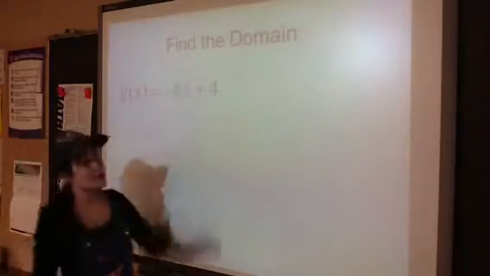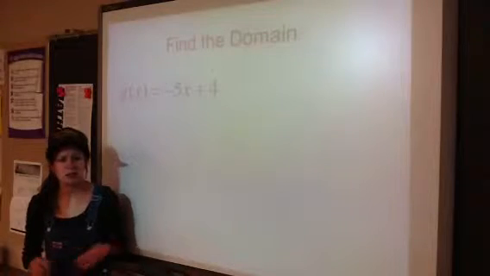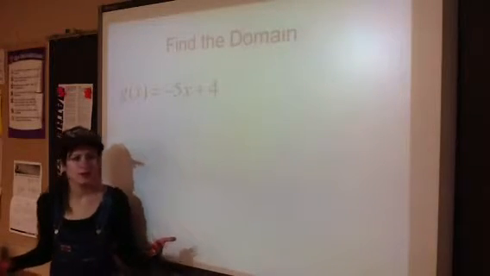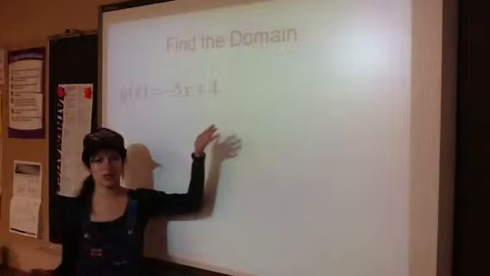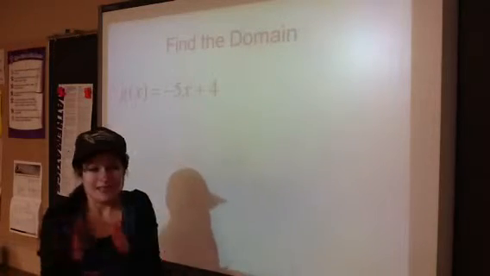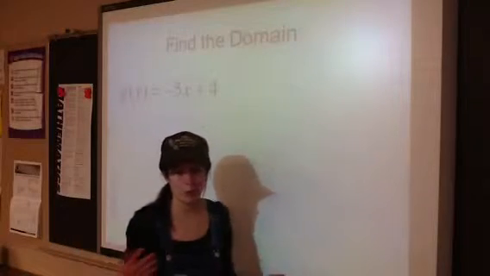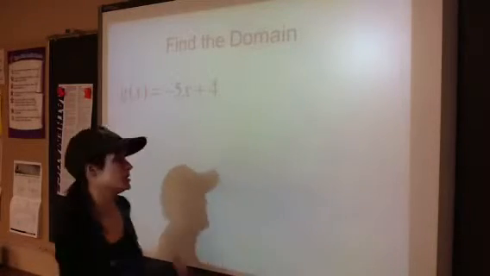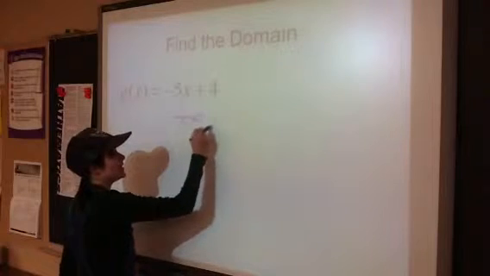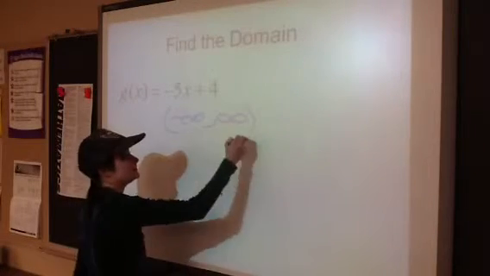So now we've got negative 5x plus 4. There's no denominator. It's just a normal everyday equation. Nothing can make it bad. If there's no denominator and there's no square root or anything weird like that, everything is good. So we're going to say negative infinity to infinity. Yay, go you.